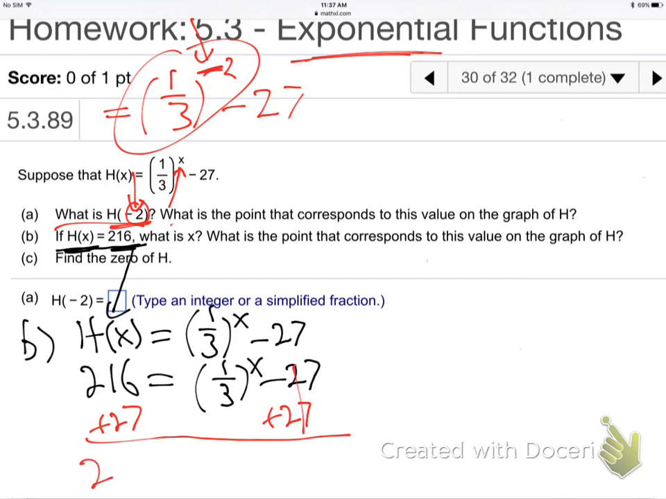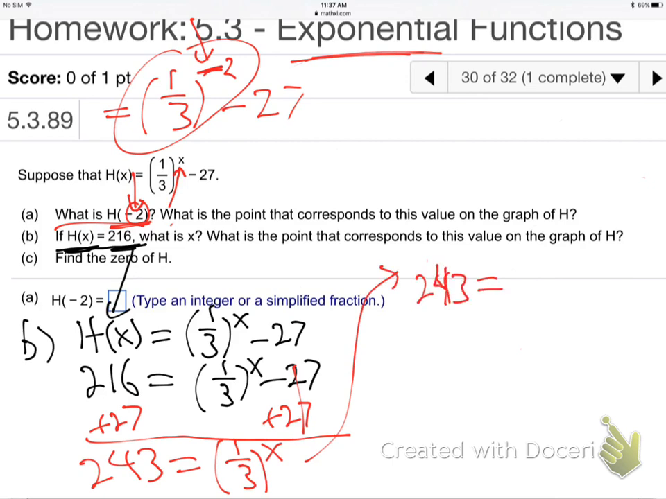So what is that? 243 is 1/3 to the x. We good to there so far?